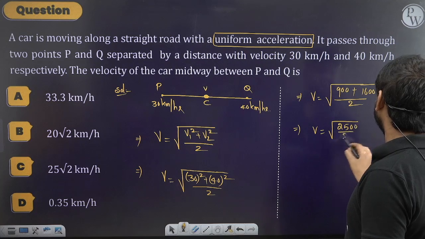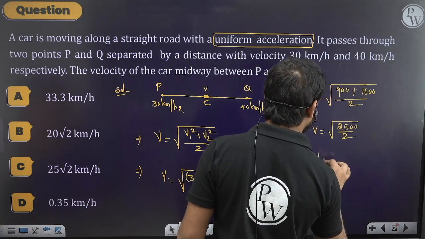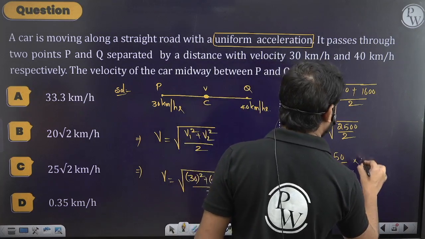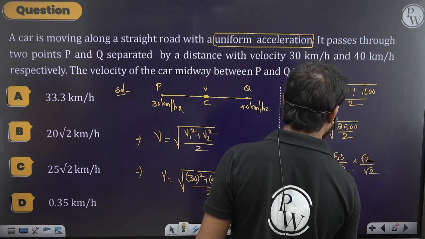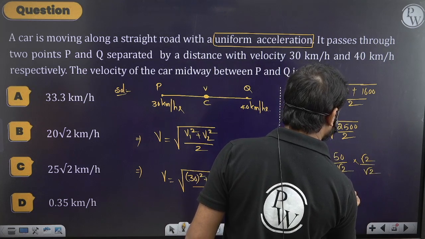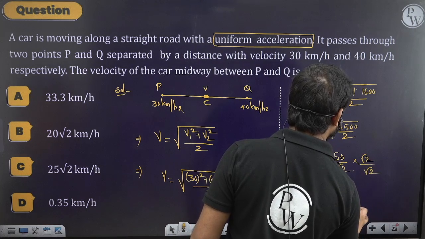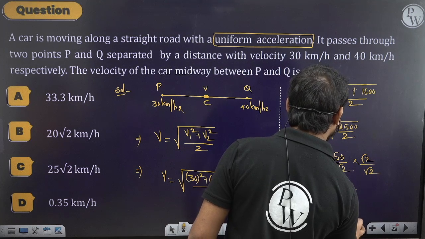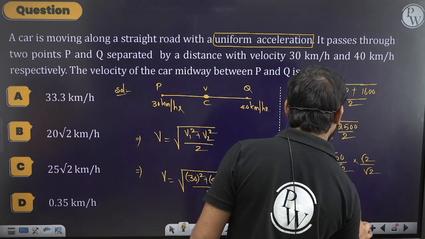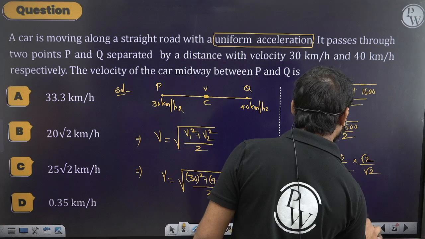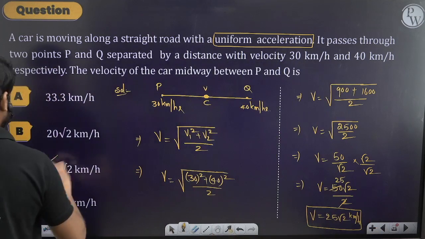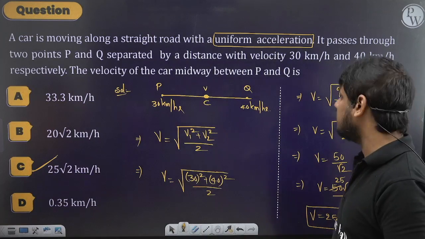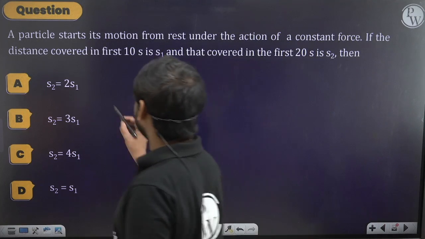So then 2500 by 2 is 50 by root 2, right? So then I can multiply by root 2 on top and bottom. Then V is equal to 50 root 2 by 2, which we can also write as 25 root 2. So V is equal to 25 root 2 kilometer per hour. Option C is the correct one. Clear? Understood? Chalo. So now the next question.